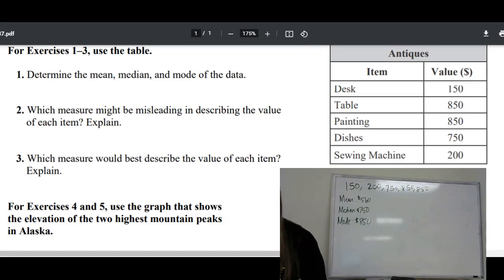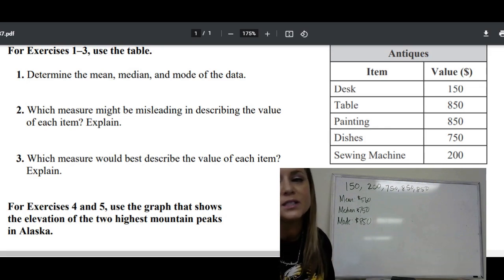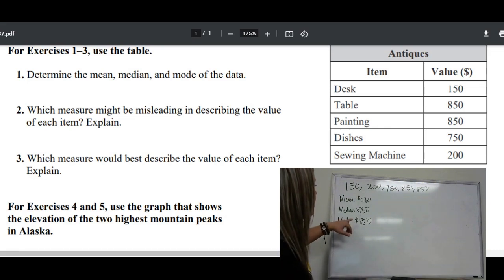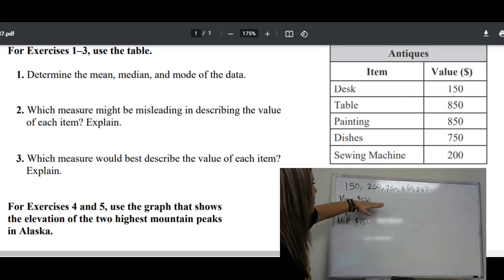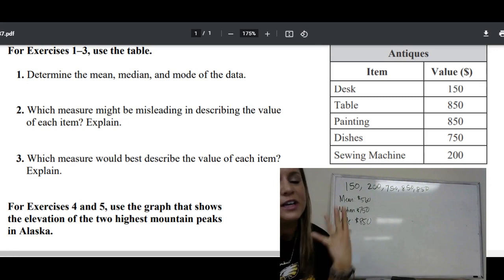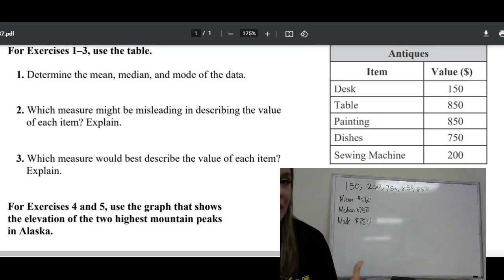Number 3, which measure would best describe the value of each item? And we're going to explain. I'm going to have to mark out mode and median. I'm going to go with mean. The average of each item is probably going to be the best to describe the value of each item.